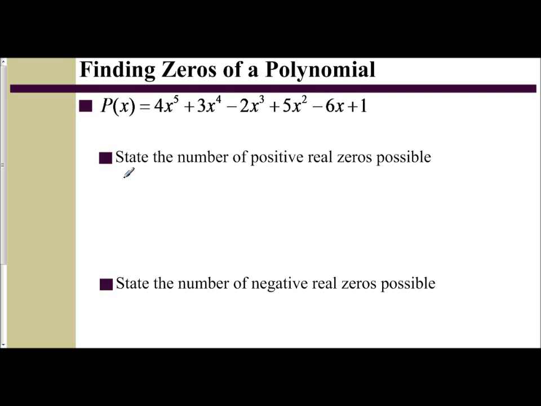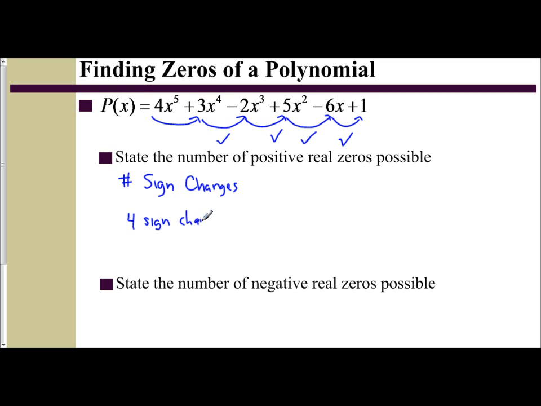We want to figure out how many sign changes. So I just take a look. The first one's positive, so a positive to a positive, no sign change. Positive to a negative, there's a sign change. Negative to a positive, there's a sign change. Positive to a negative, there's another sign change. Negative to a positive, another sign change. So there are 4 sign changes that occur with p of x.